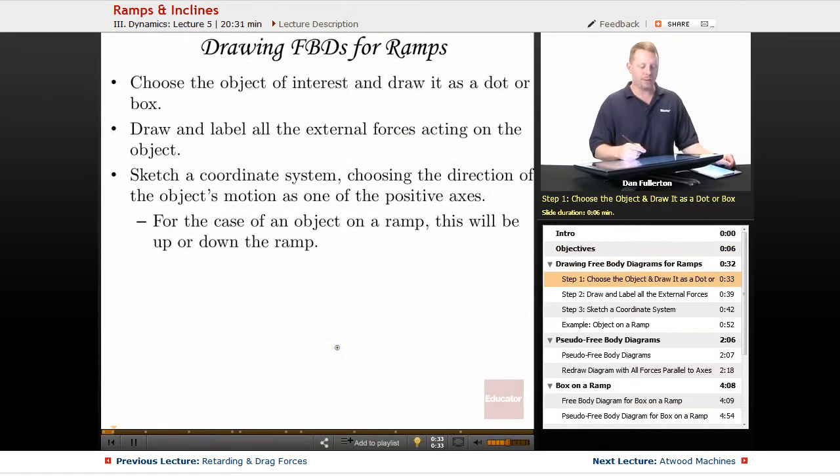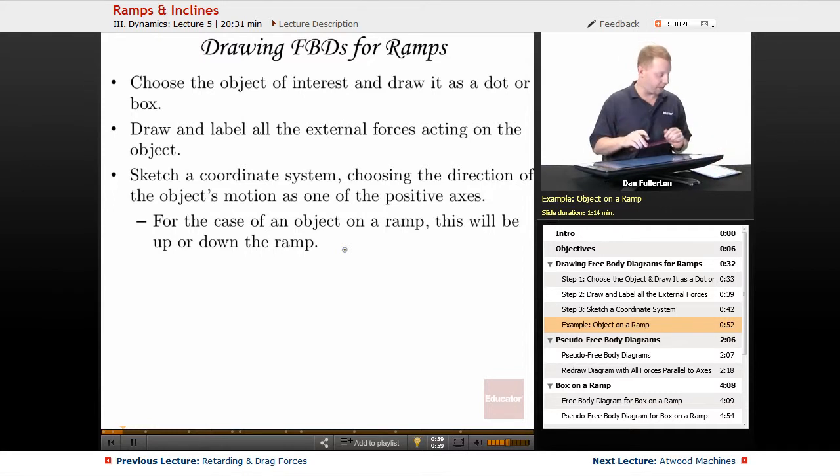So, drawing free body diagrams for ramps. Choose the object of interest and draw it as a dot or a box. Draw and label all the external forces acting on the object, and then sketch a coordinate system choosing the direction of the object's motion as one of the axes. That means your x-axis might be tilted in some direction. That's okay. For the case of an object on the ramp, the direction of the object's motion should most likely be up or down that ramp.